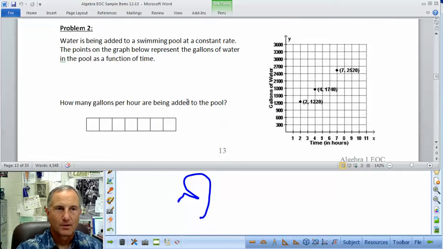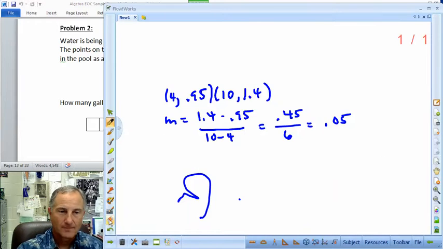Problem 2. Water is being added to a swimming pool at a constant rate. The points on the graph below represent the gallons of water in the pool as a function of time. How many gallons per hour are being added to the pool? Rate of change, gallons per hour. So we're looking for the slope here. Okay, it looks like we're in a straight line here. So it's a constant rate going into the pool. We just want to know what that rate is. So pick any two of these points. Okay, let's come down here.